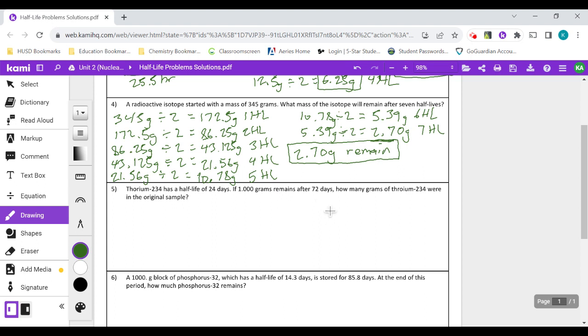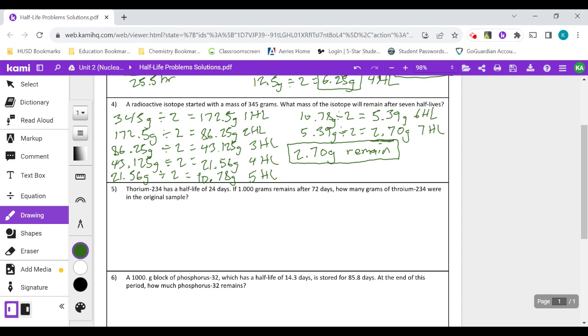So this is kind of a reverse half-life problem. Instead of losing, going forward in time, we're going backwards in time. But we're actually going to do the same thing. We're just going to change which operation we're doing.